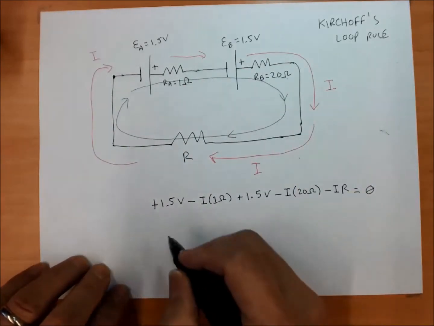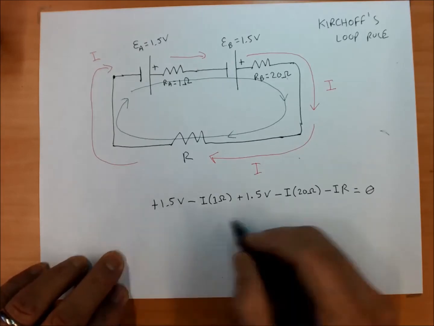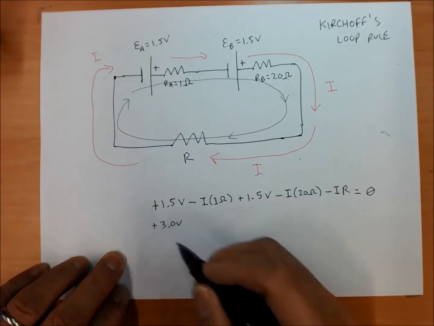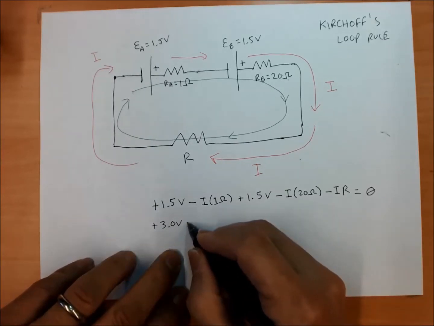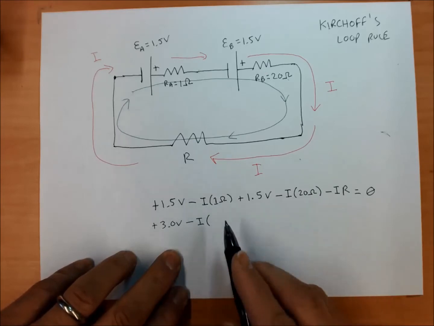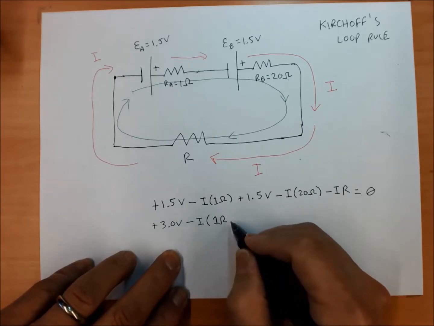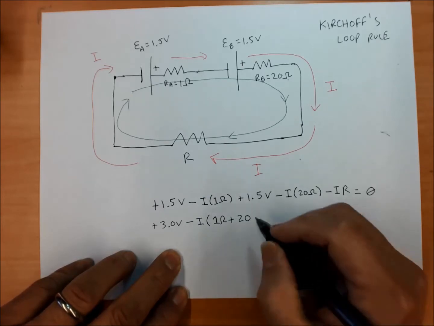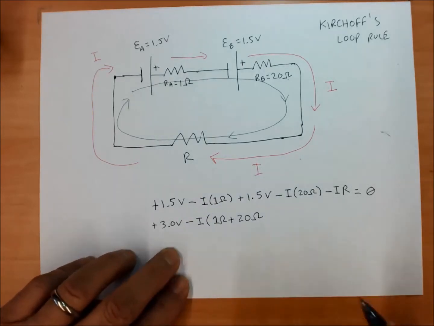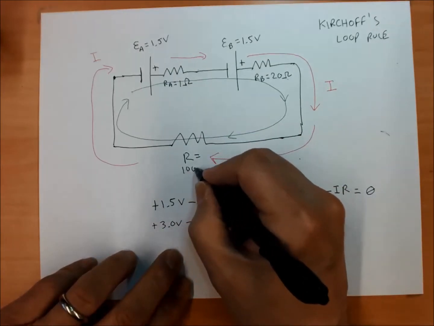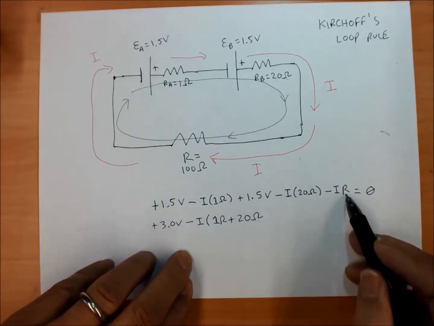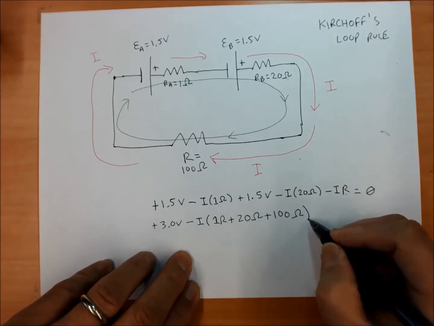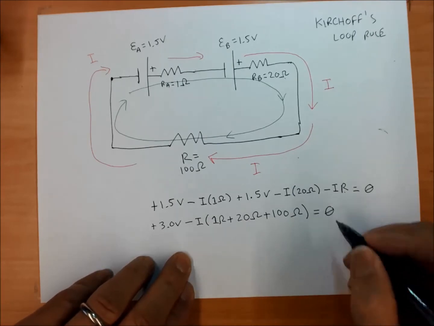So what I want to do here is solve for I, the total current going through the loop. I add these two voltages together and I get 3.0 volts plus, and then I factor out a minus I out of 1 ohm plus 20 ohms. I forgot to give R a value. Let's make R 100 ohms. And so this is now 100 ohms, and we'll have plus 100 ohms here, and all of that's equal to 0.